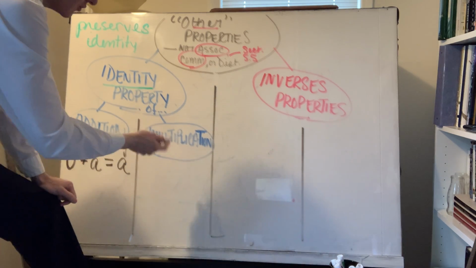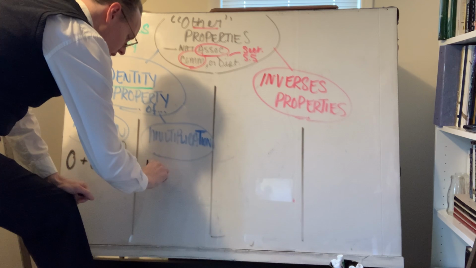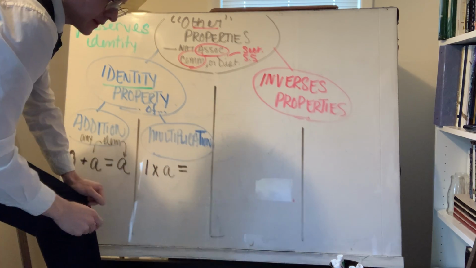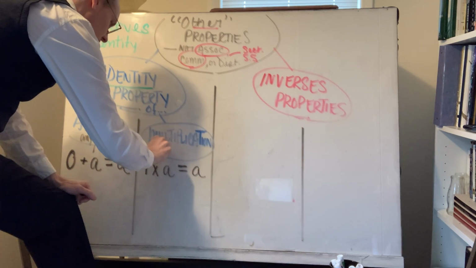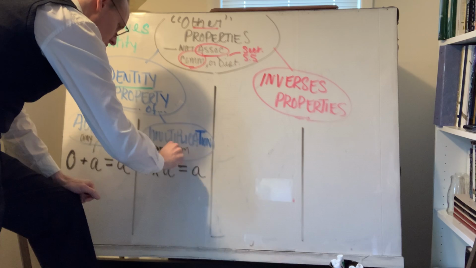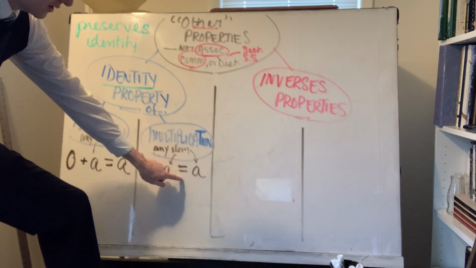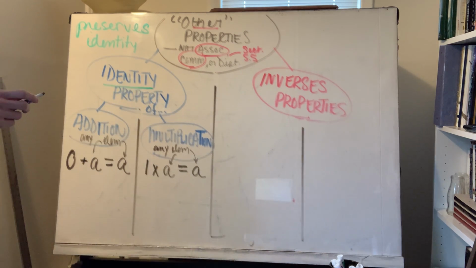right? Here's multiplication, right? Similarly, you know this intuitively. 1 times anything is equal to what? That thing itself, right? This is any element. That is the result, right? 1 times anything is itself. 0 plus anything is itself. Okay?